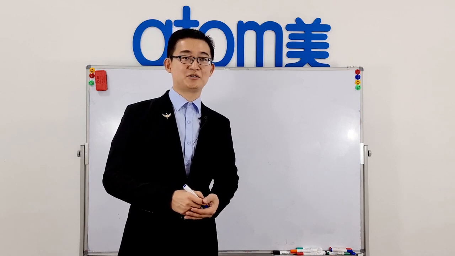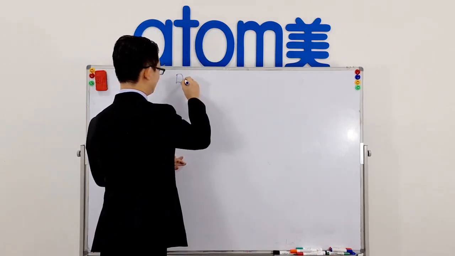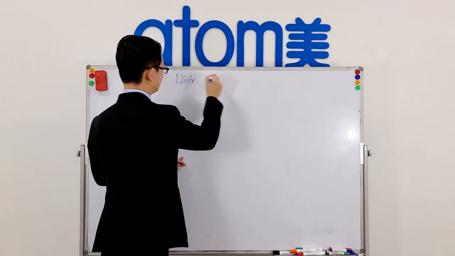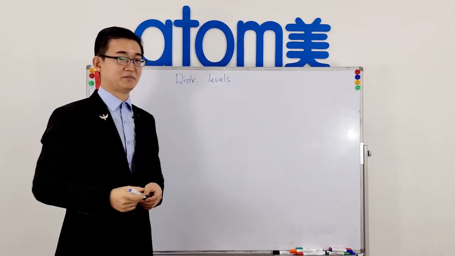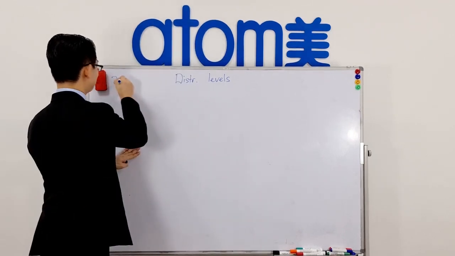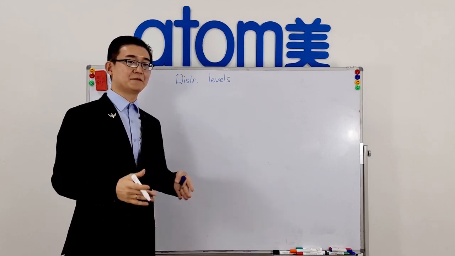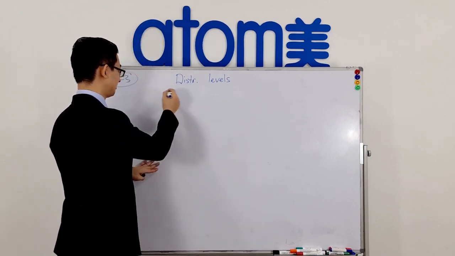Now we'll talk about distribution levels. And maybe this is one of the most difficult topics, but good news, it's not so difficult. So video number 2-3, the distribution levels. There are 5 distribution levels in total in Atomy.